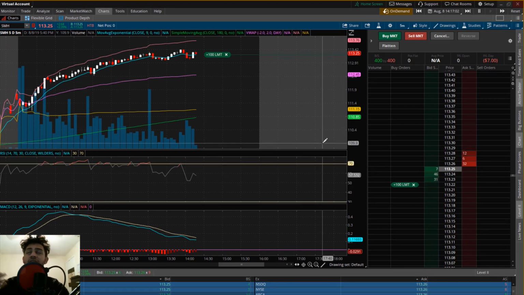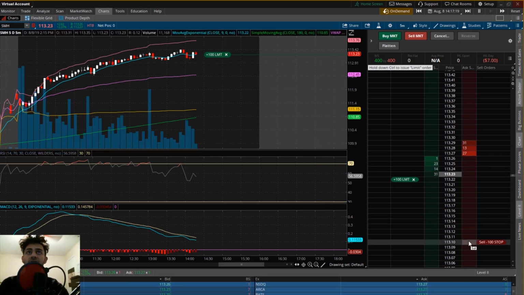I'm still waiting for it to hit that price because I want to enter at a good deal and I don't want to pay any more than $113.22. By the way, I'm just putting this in randomly. I'm not doing my normal technical analysis, because it's just an example. So I still haven't gotten filled.